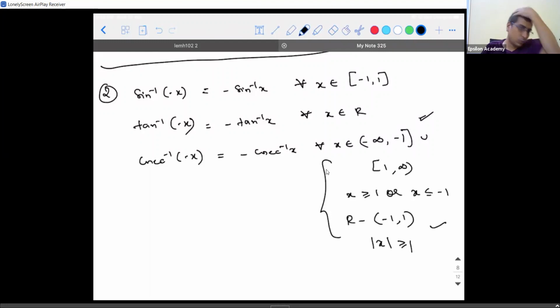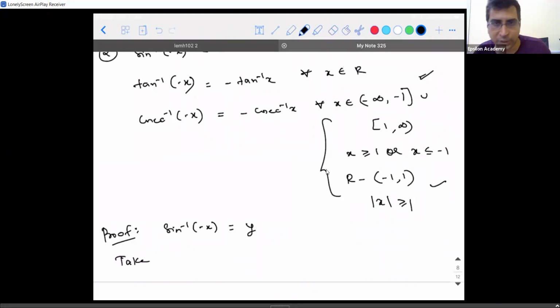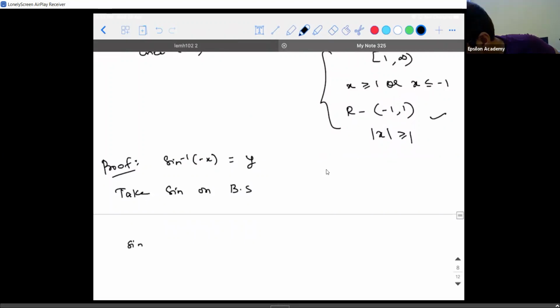I'll show you the proof for one of the inverse trigonometric functions. Others you can do on your own. Which one shall I do? Everything is the same step. I'll do it for sine inverse of minus x. For solving any inverse trigonometric function, assume it to be y. Take sine on both sides. Sine of sine inverse of minus x is equal to sine y.